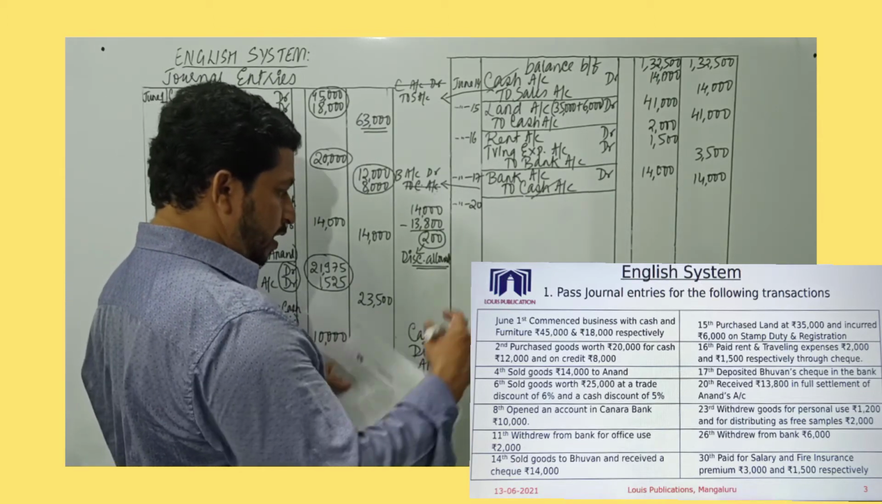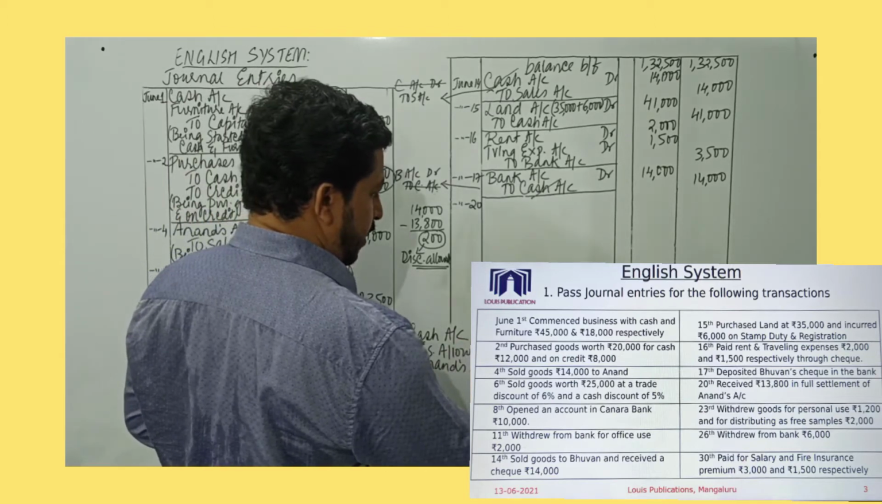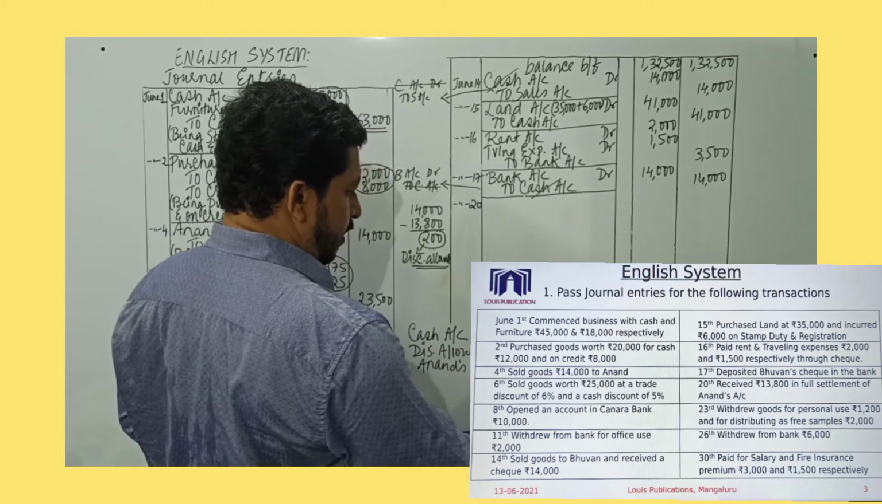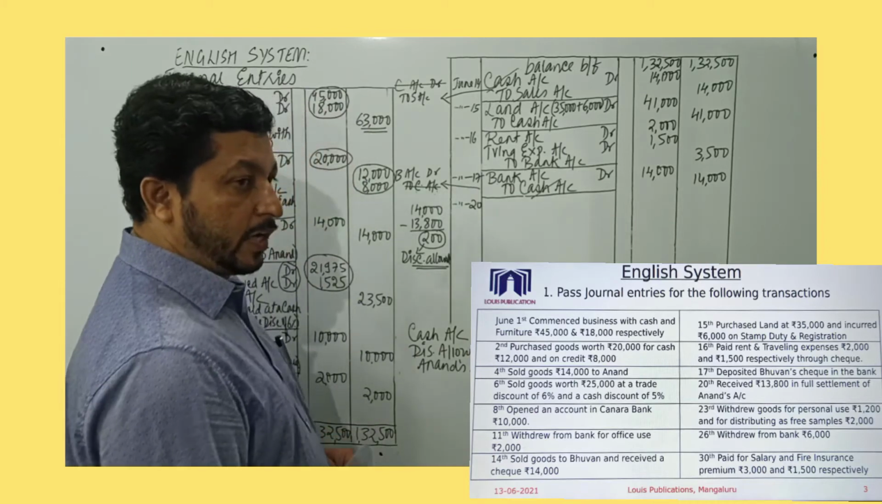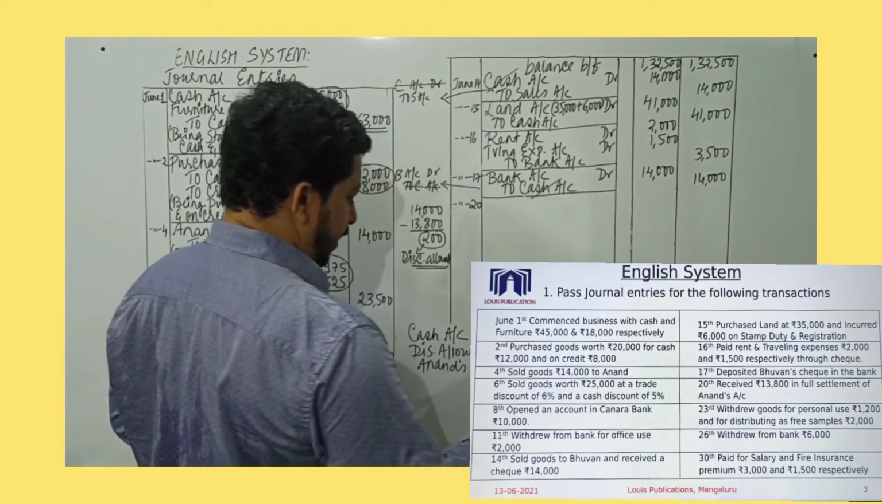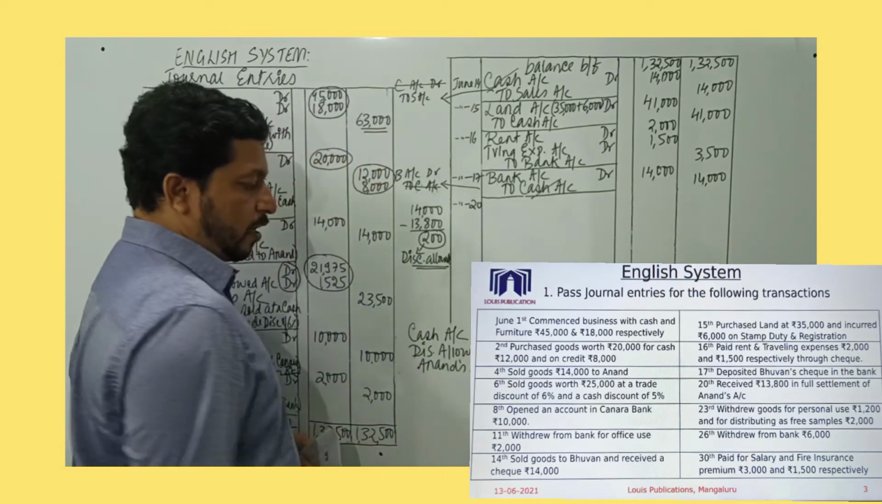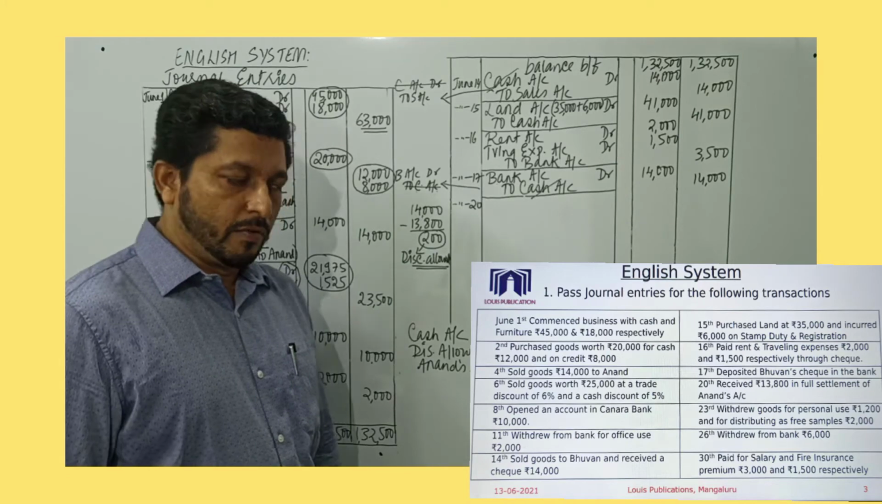So we are receiving 13,800. So real account, cash is coming in, so I record debit. Discount allowed, nominal account, debit all expenses and losses. Discount allowed is a loss, so debit. And Anand, personal account, he is the giver of money, so Anand's account will be credit. Credit the giver of benefit.